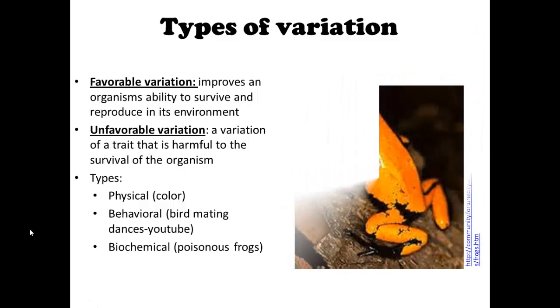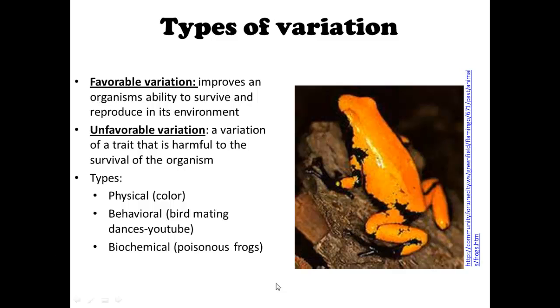And there are also biochemical variations. Here's an image of a frog. For example, a poisonous frog would be an example of a biochemical variation. This frog would be poisonous to animals that eat it, so that's a good variation for them because no one would want to eat them.